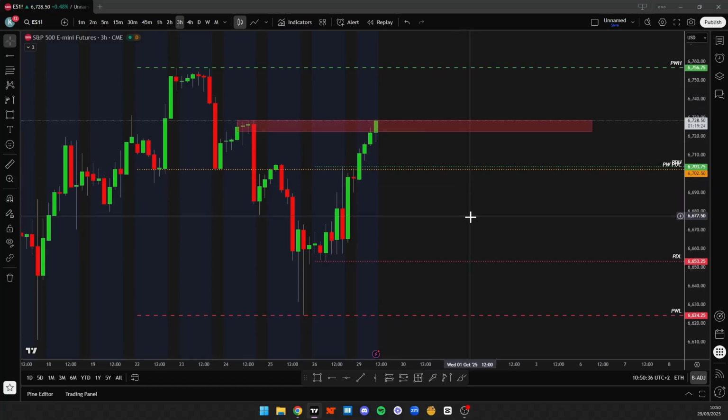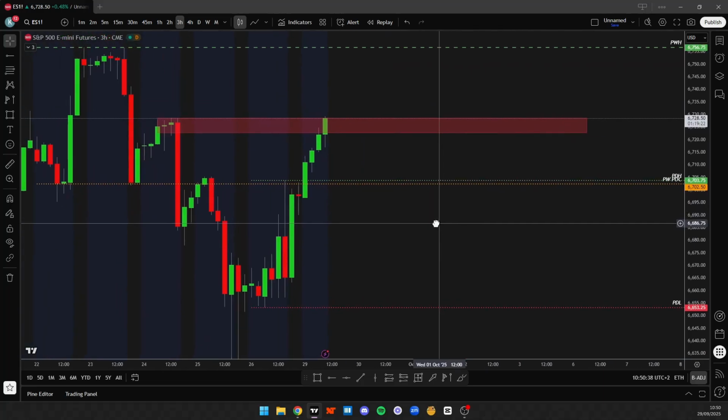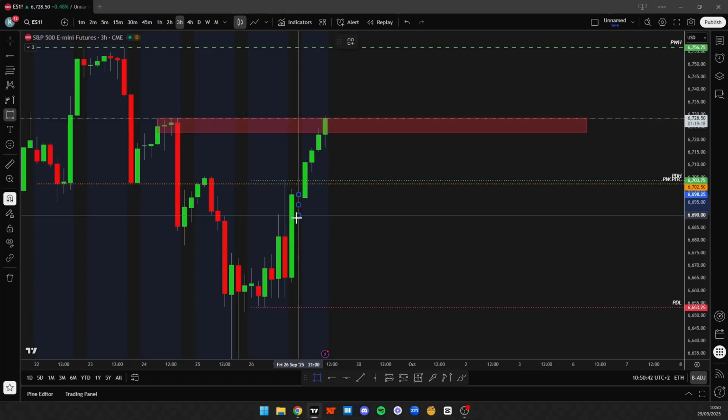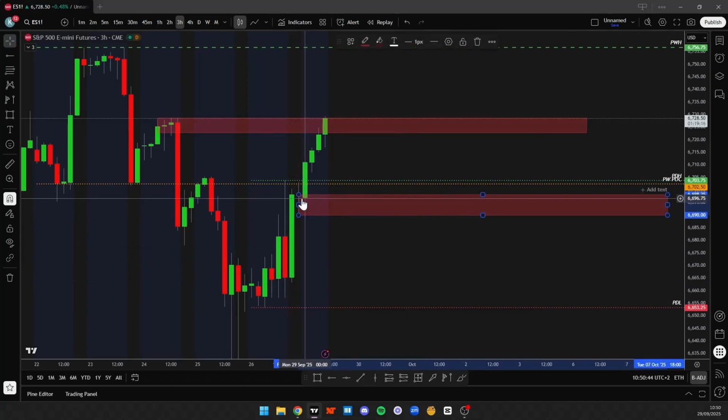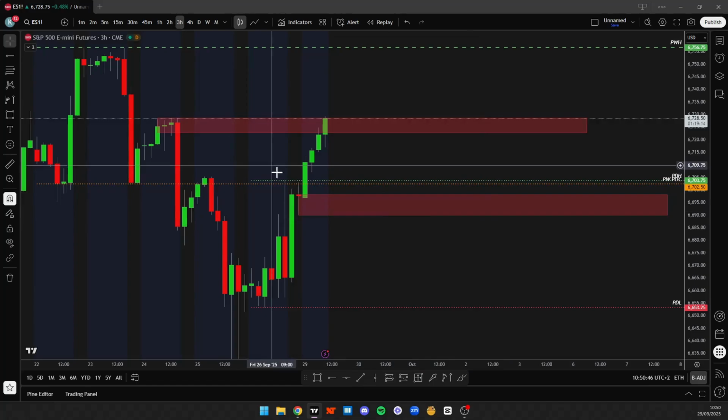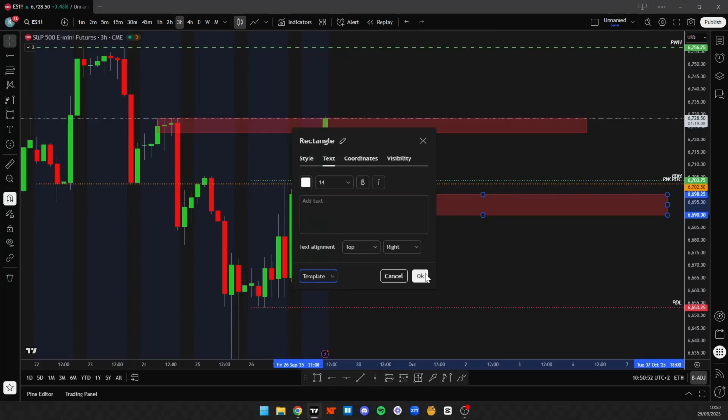So on the H3, I can already spot one demand right here, where you can see it's a rally, base, and a rally. It is an engulf. There's follow through. There is break of structure. So this would be so far a valid demand.